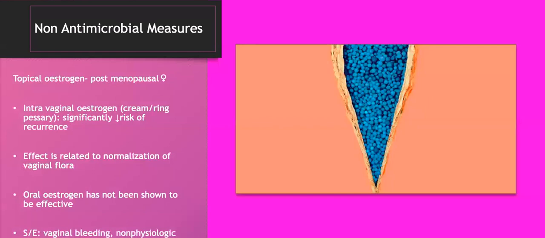And then in terms of non-antimicrobial measures, there's topical estrogen, which comes into play with postmenopausal females, and this can come as intravaginal estrogen instillation, which can be a cream or a ring pessary, and this has been shown to significantly reduce the risk of recurrence. The effect of this is related to normalization of vaginal flora. Oral estrogen, however, has not been shown to be effective, and the side effects that have been documented include vaginal bleeding, non-physiological discharge, and local discomfort.